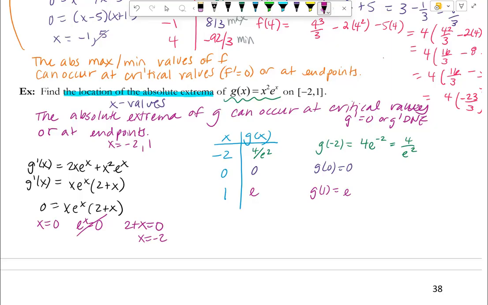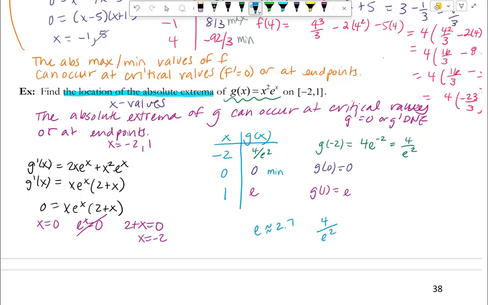So now when I'm looking at these values, and again, answering the question, I'm finding the location of the absolute extrema. I still need to be able to reason about 4 divided by e squared as compared to e. As I look at these three values, 4 divided by e squared is a positive number. E is a positive number. It's between 2 and 3, closer to 3 than it is to 2. And 0 is just 0. So I know that 0 is the minimum value.